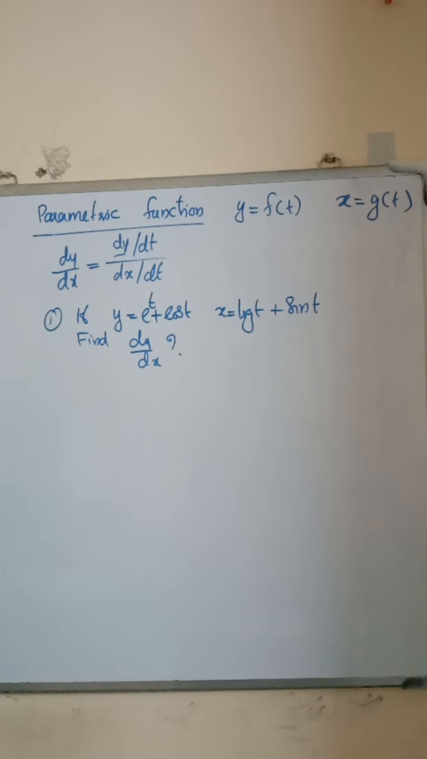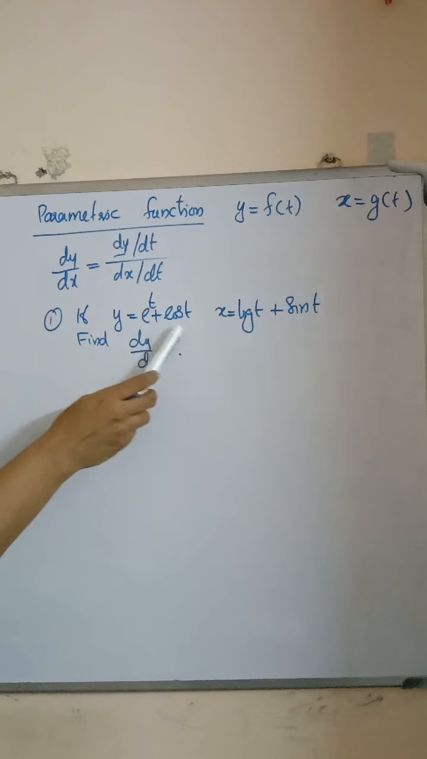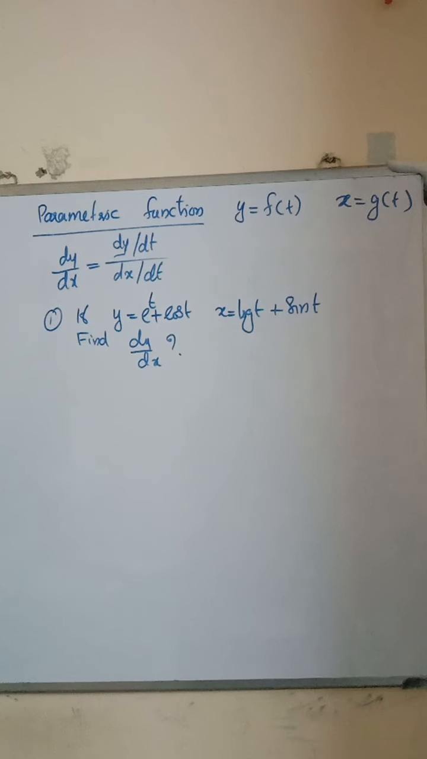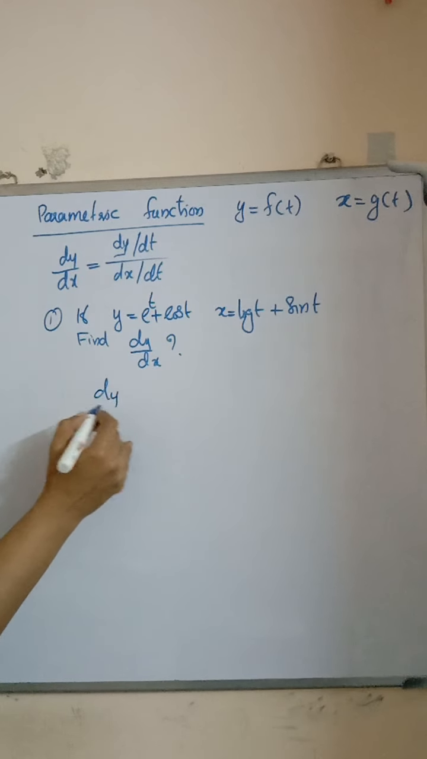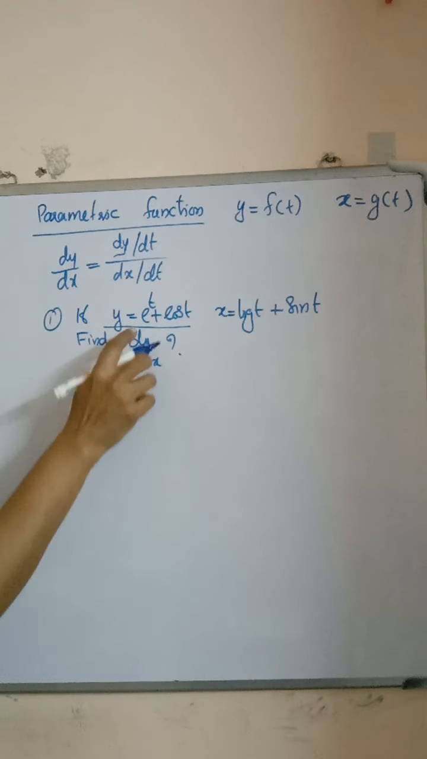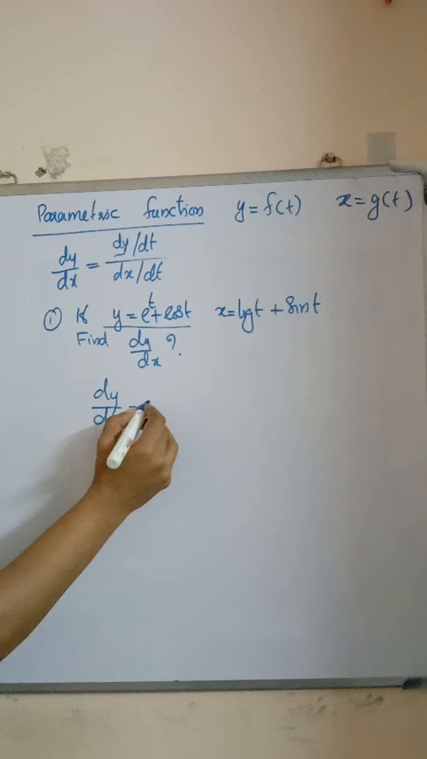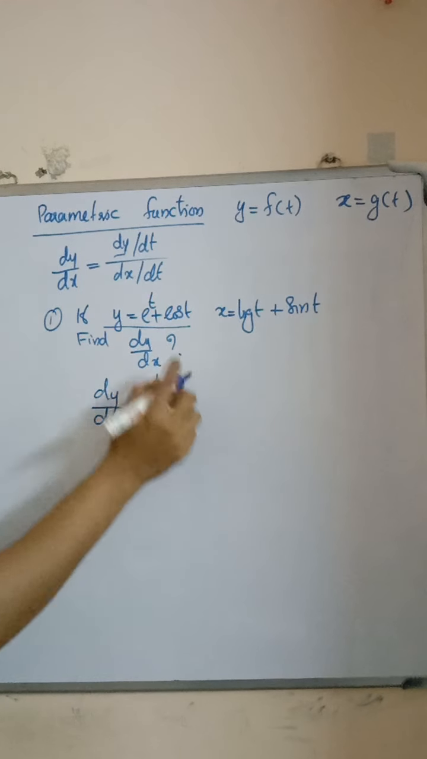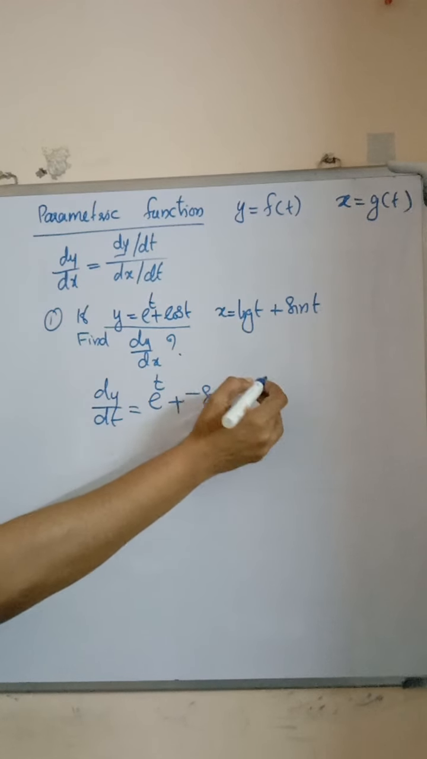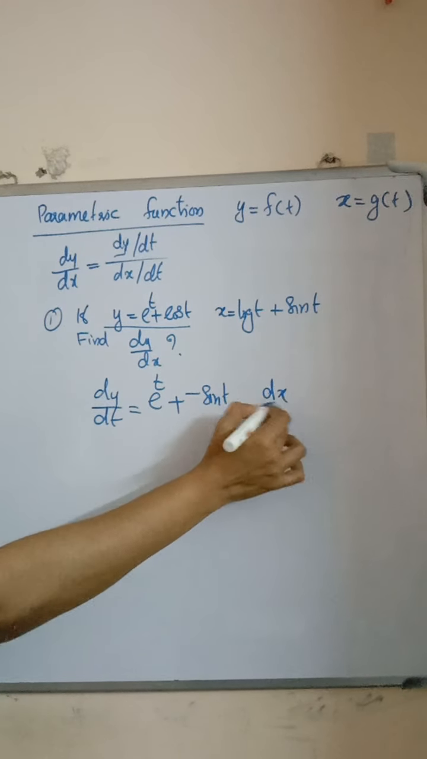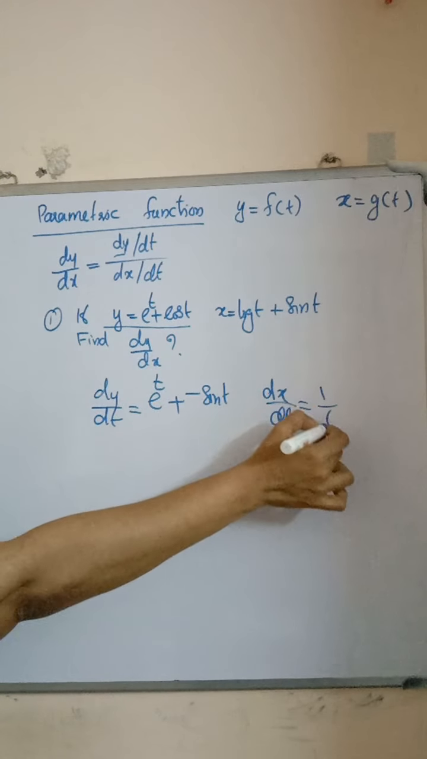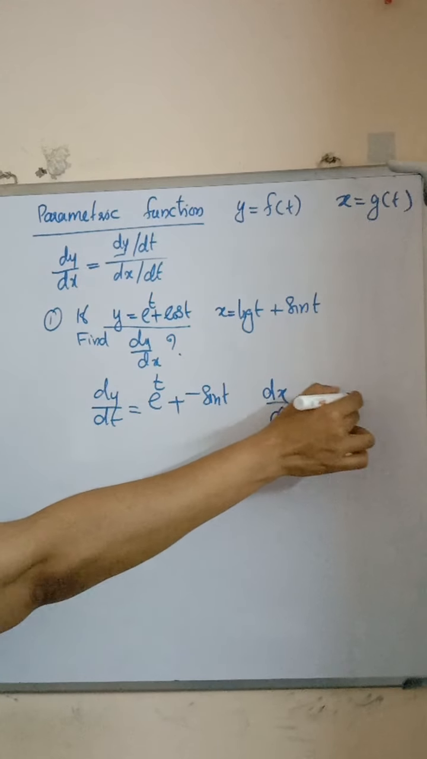In this problem, y is equal to e raised to t plus cos t and x is equal to log t plus sin t. Then what is dy by dt? Differentiating this y with respect to t, derivative of e raised to t is e raised to t itself, plus derivative of cos t is minus sin t. Here dx by dt, differentiate x with respect to t. What's the derivative of log t? It is 1 by t, plus derivative of sin t, cos t.